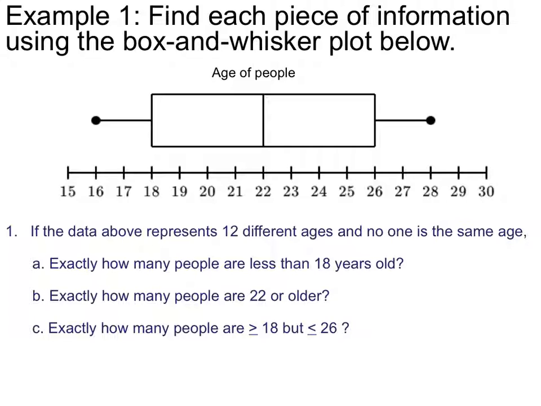The first one says, if the data above represents 12 different ages, and no one is the same age, and that's important, which means you don't have multiple people that are 22 or 16, so everyone's a different age. We want to know exactly how many people are less than 18 years old. And then how many people are 22 or older, and how many people are greater than or equal to 18 but less than or equal to 26, basically within that box range.